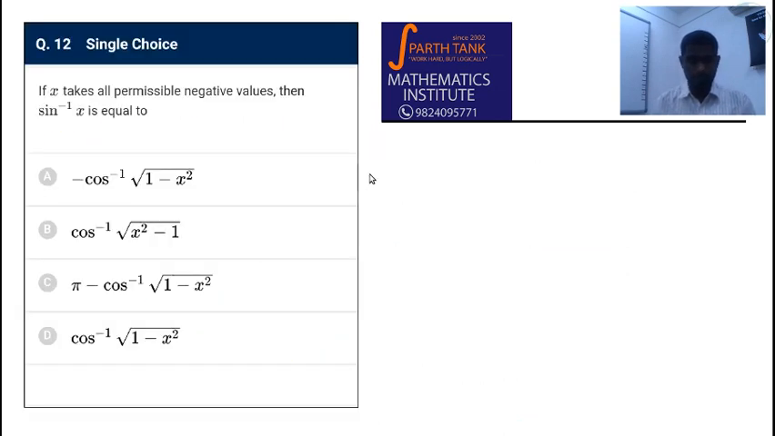Question number 12. If x takes all permissible negative values, then sine inverse of x is equal to. Now sine inverse of x is defined only when x is between minus 1 and 1, both limits included. Therefore, all negative values permissible means minus 1 to 0, this interval. So here in this problem, x should be in the interval minus 1 to 0.